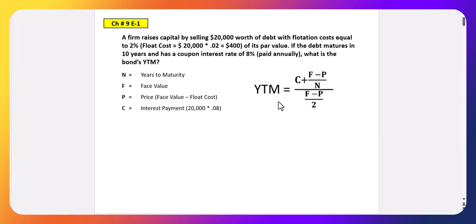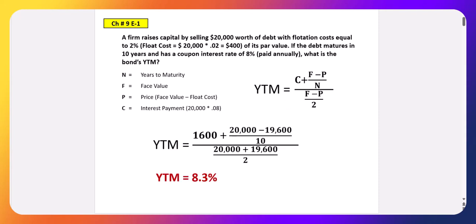We can see the yield to maturity formula to the right, where C will equal the interest rate, F is the face value, P is the price, but it's the face value minus the float cost, and N is the number of years. If we plug the values into the yield to maturity formula, we end up with a yield to maturity of 8.3%.